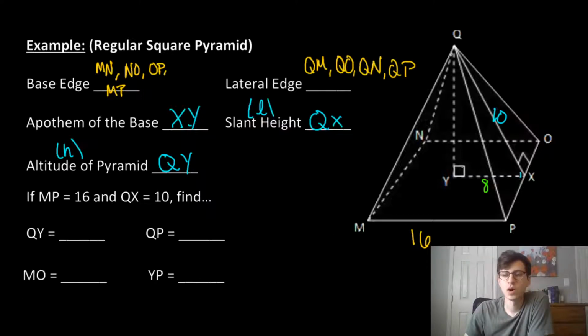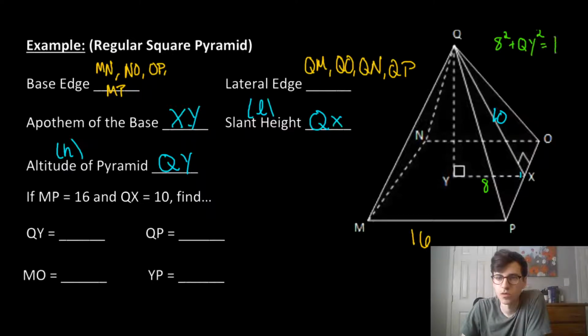So then to find QY, now I have this right triangle. So 8 squared plus QY squared equals 10 squared. And actually, now that I'm looking at this, it looks like a 3, 4, 5 right triangle, right? Where this is 4 times 2, and this is 3 times 2, and this is 5 times 2. So then QY would be 6. I feel pretty good calling QY 6. If you want to work out the Pythagorean theorem, you'll find that to be true. Okay, QP.